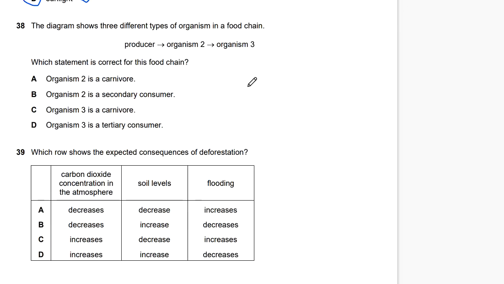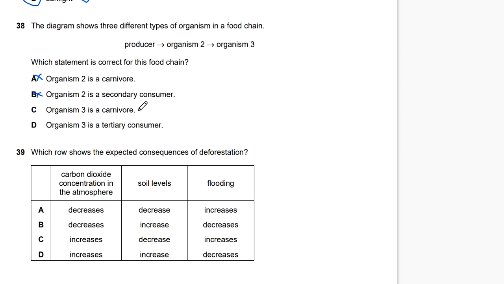The diagram shows three different types of organism in a food chain. So we have the producer, the organism 2, and the organism 3. Which statement is the correct for this food chain? We have A, organism 2 is a carnivore. Of course, organism 2 is not a carnivore because it eats the producer. So this is an herbivore. So this is not the correct answer. Organism 2 is a secondary consumer. No, it's actually a primary consumer because it eats the producer.